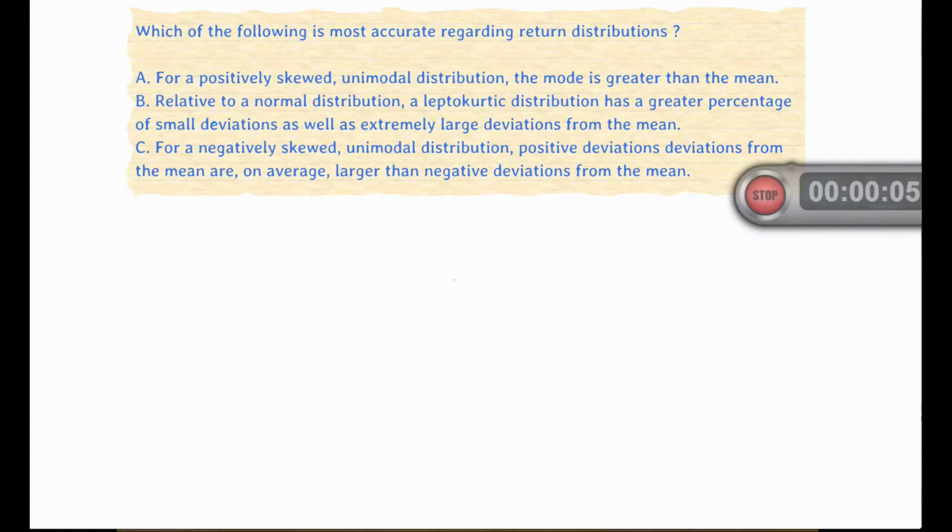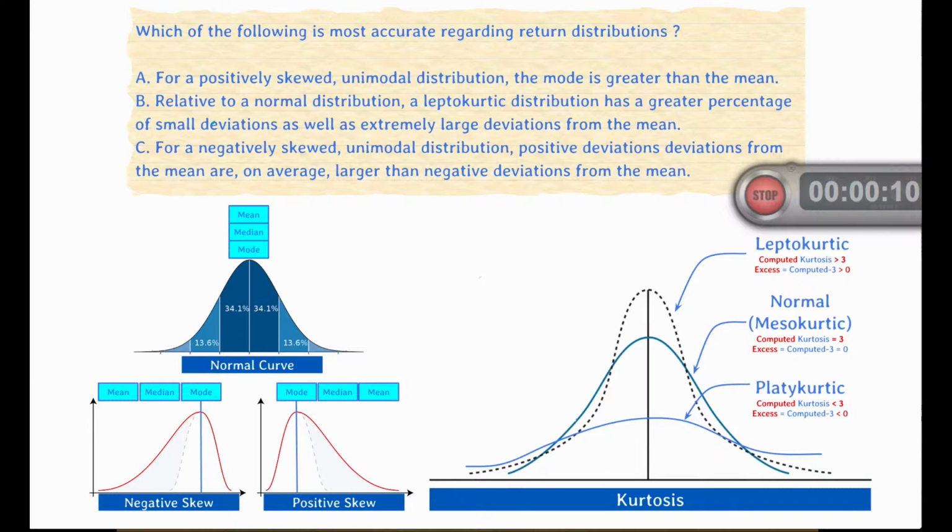So recall our basic diagrams and let's go through the options presented. For a positively skewed unimodal distribution, the mode is less than the mean. The second statement essentially defines a leptokurtic distribution, so it is correct. Let's check out option C. For negatively skewed unimodal distributions, positive deviations from the mean are larger than negative. In fact, it's the other way around, so C is incorrect as well.